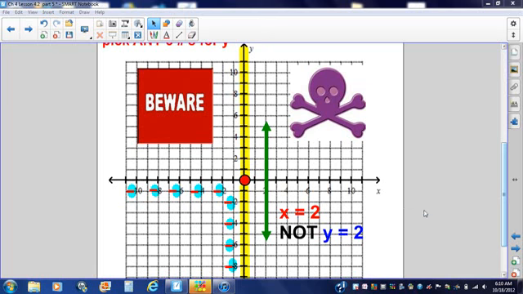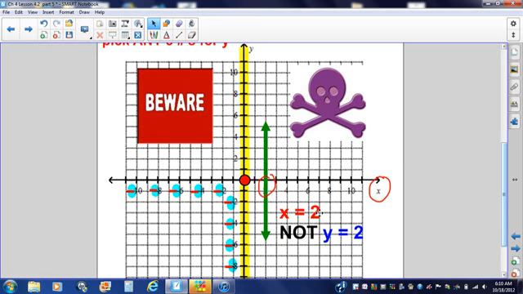This is a very common mistake that the crazy math teacher sees over and over again. So on the same piece of graph paper, I want you to draw yourself a line right here. Please draw your line at x equals 2.